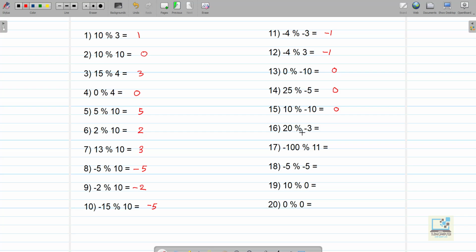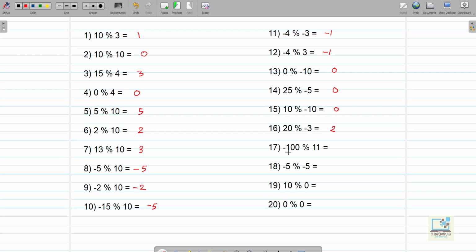Next example, 20 mod 3. Now you will understand. 20 mod 3. So 3 6s are 18. Correct? 20 minus 18, what is the remainder? 2. Why not minus 2? Like I said, only when the first number, the dividend, has a minus sign, the answer will get a minus sign. Is there a minus sign in the dividend? No. I am not going to look at the minus sign in the divisor part, the second number. If you can understand this, remember this, it will be applicable in all examples.